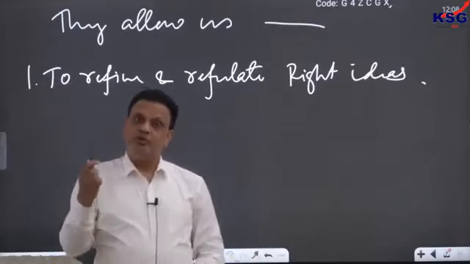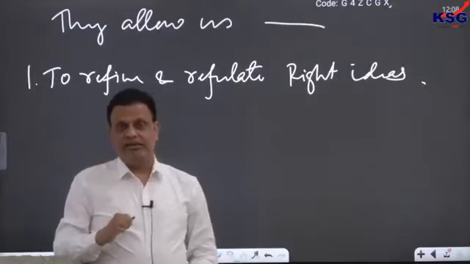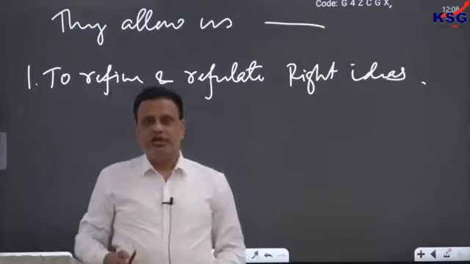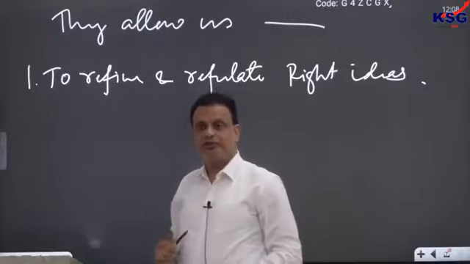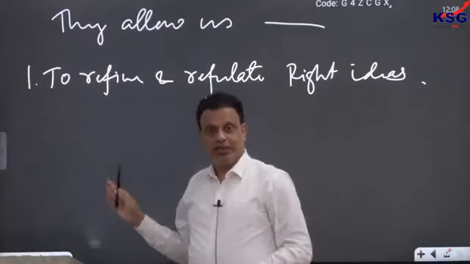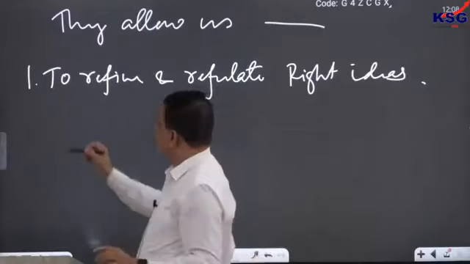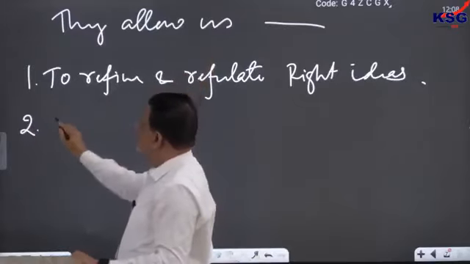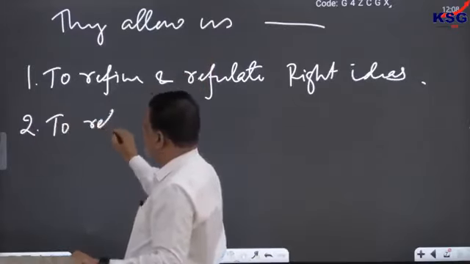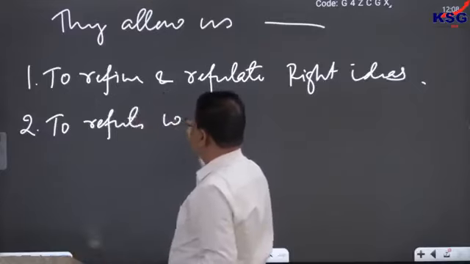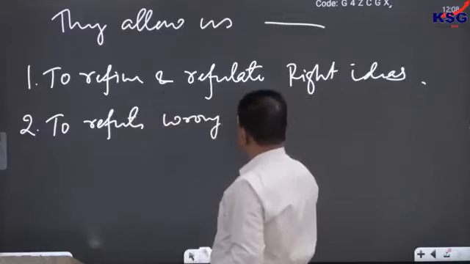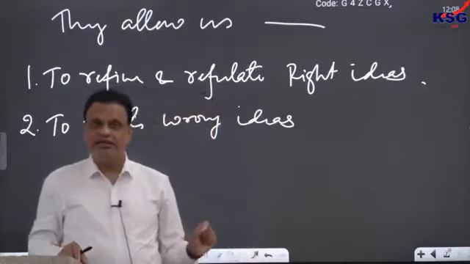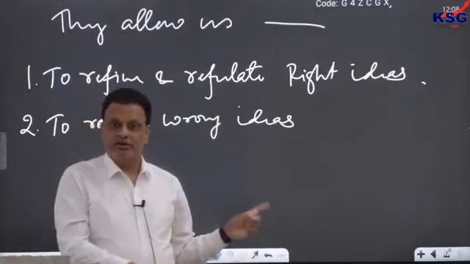So wrong people force us to think about our own ideas, that what do we stand for? Are we right or not? So it allows us to define, to reformulate, to make better our own idea. That is the first thing that they do. And the second thing that they do is that the wrong people allow us to refute the wrong ideas, prove the wrong ideas wrong.